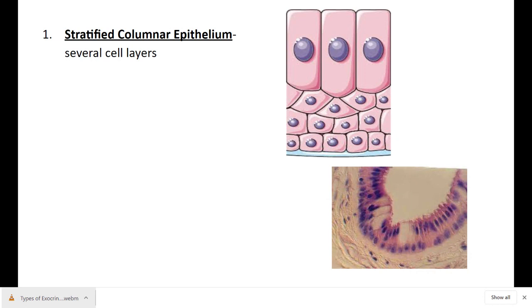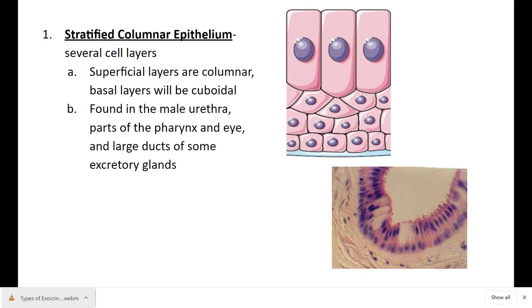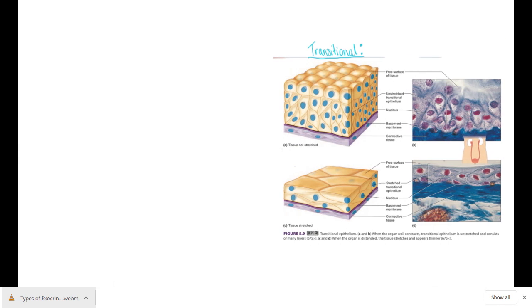Stratified columnar cells. Many layers of cells. Most of the time, they're going to be cuboidal at the bottom and then columnar near the apical surface. You can see where they're located. These are located in the eye, the male urethra, which is where males get rid of urine, parts of the pharynx leading to our larynx and then to our trachea, and large ducts of certain excretory glands that are part of the excretory system. And again, secretion and protection.